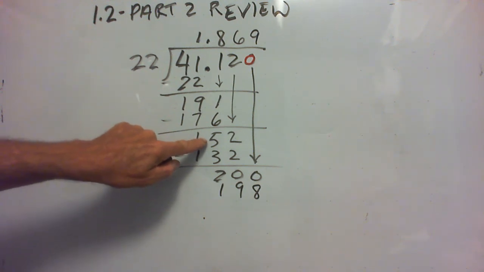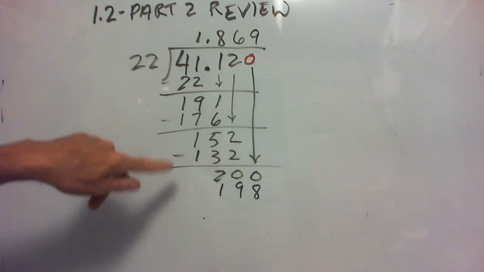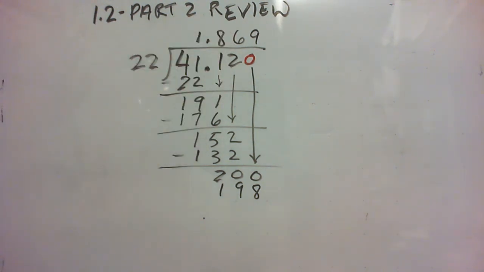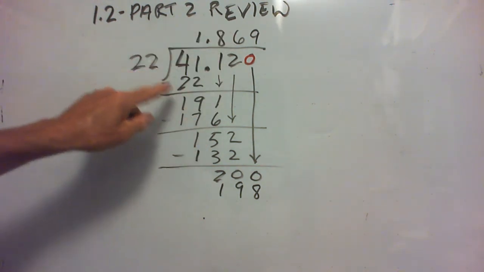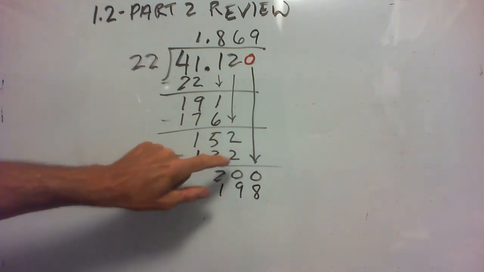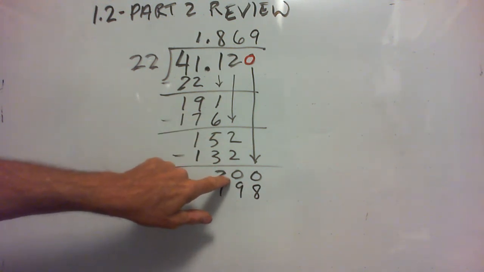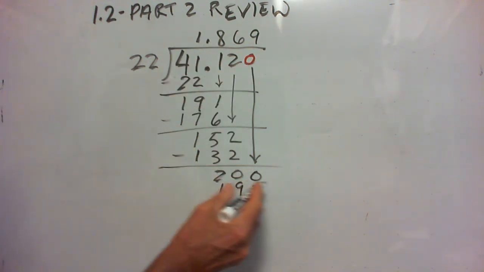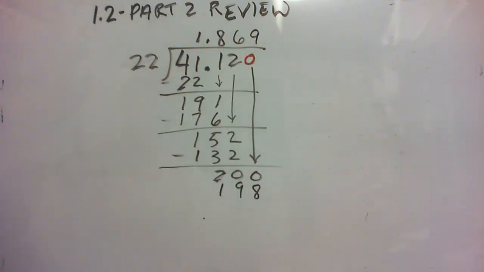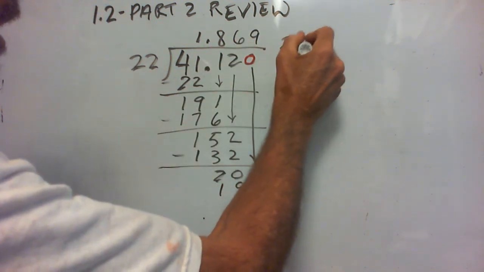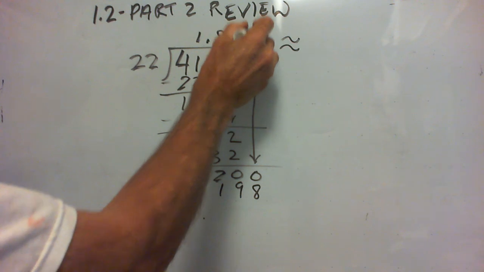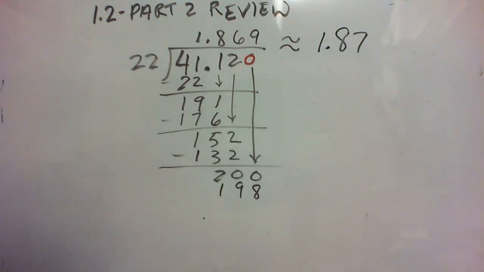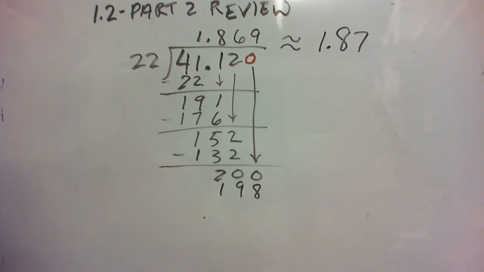Subtract, get 15. Carry down the 2. How many 22s go into 152? Well, 6 of them do. 6 times 22 is 132. Subtract, get 20. And then we have to add a 0 to carry it down. And 9 22s go into 198. That gives us enough places to round it. We need that third place to round it up to 1.87. So that's our rounded answer.